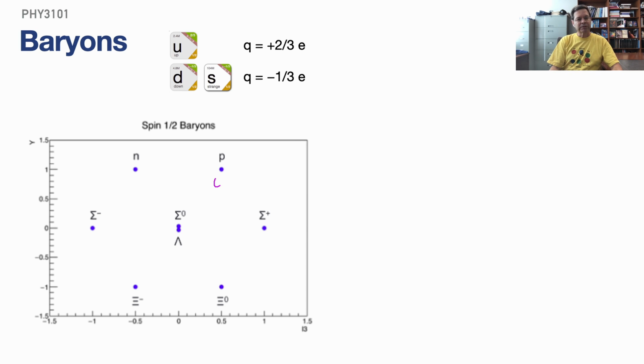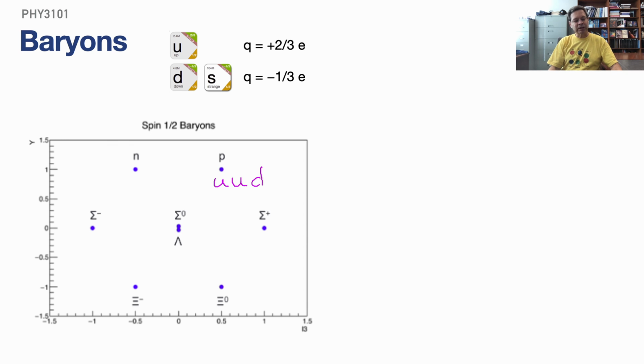That's 2/3. I can add another up quark. That's 4/3. Oops, I've overshot. I need plus 1, not plus 1 1/3. But I can add a down type quark, which has a charge minus 1/3, and come out okay. So I add a down quark. So the proton in this quark model is comprised of 2 up quarks and a down quark.